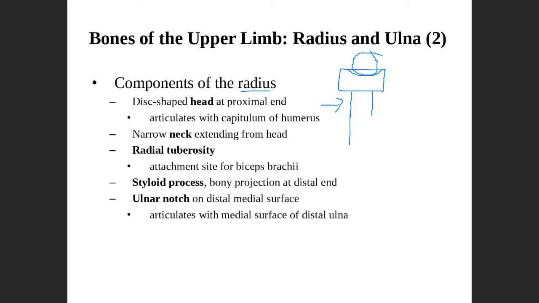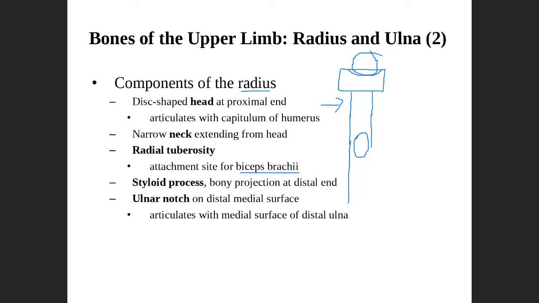Then we go down a little bit further, and you're going to see this big bump on the front of the bone. That's where your biceps tendon attaches. You can actually feel your biceps tendon right there in the antecubital fossa, the front of your elbow. If you flex your arm, you'll feel that tendon. That tendon attaches right there to the radial tuberosity, the biceps brachii.